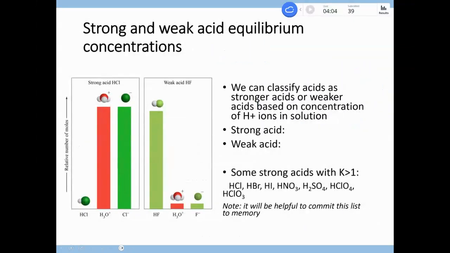Okay, so let's look at this graph here, which demonstrates, based on concentrations, the difference between strong and weak acids. And we can classify acids as strong or weak, again, based on the concentration of H plus ions, or in other words, the H3O plus ion. Strong acids would have higher H plus concentrations, and then weak acids have low.